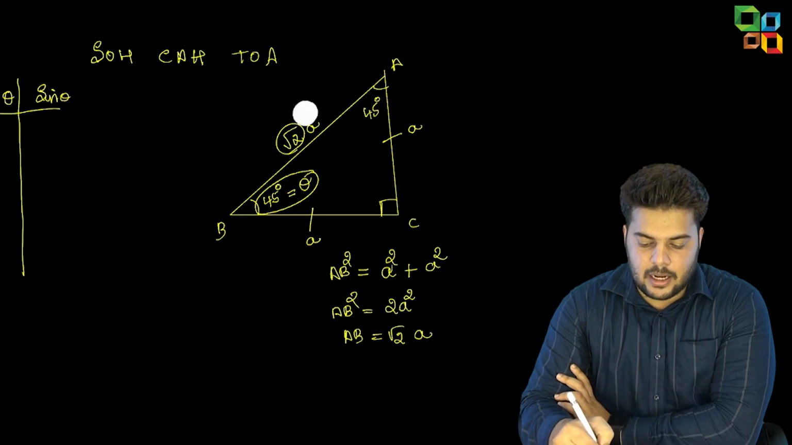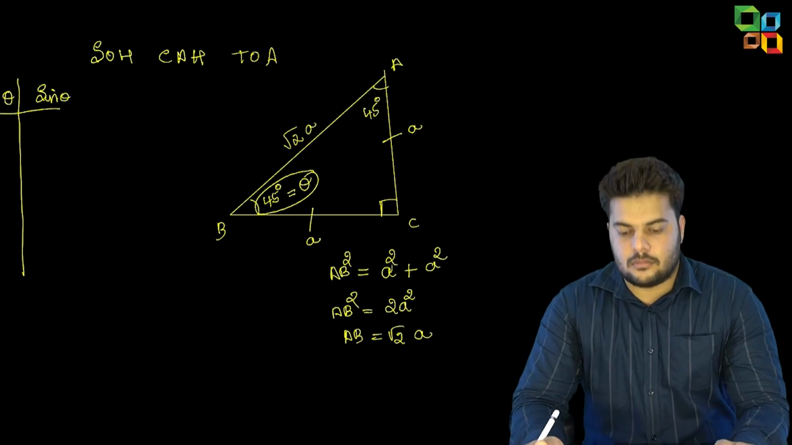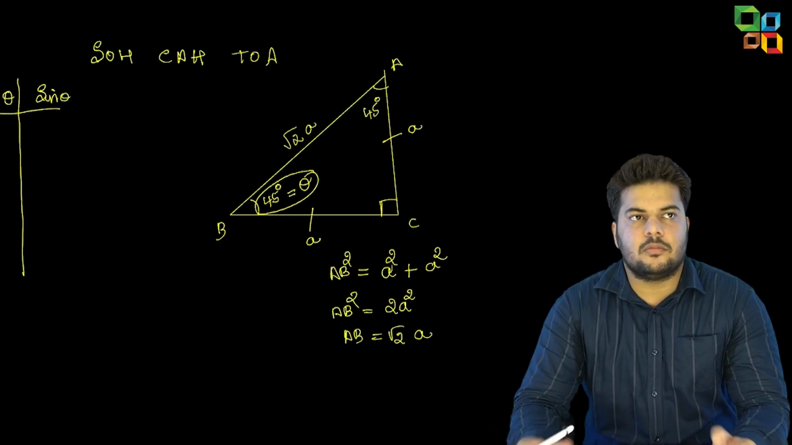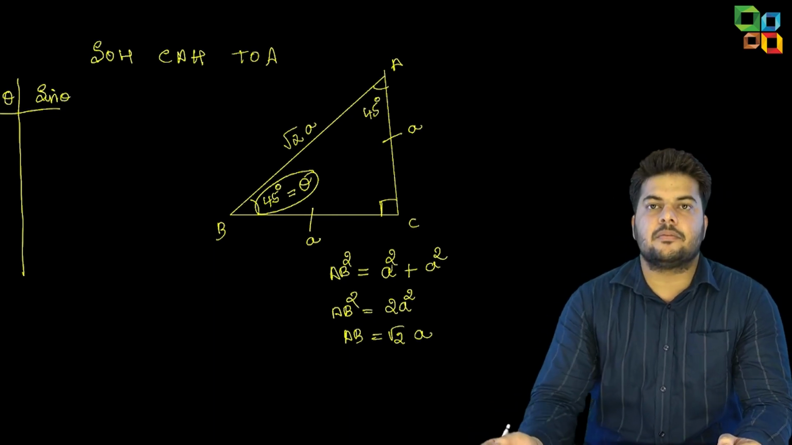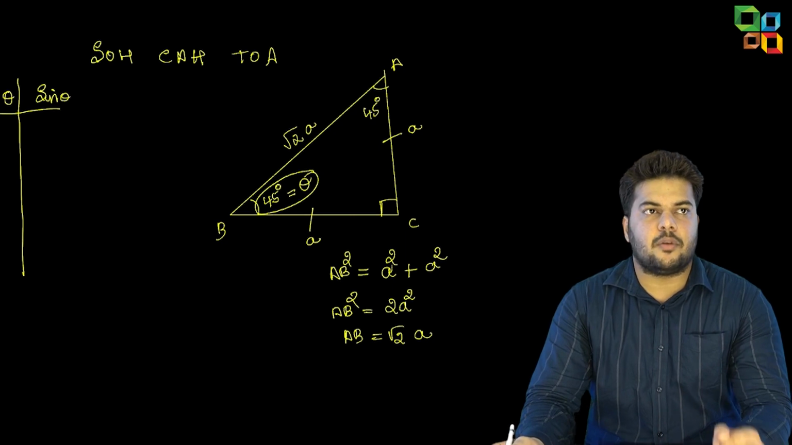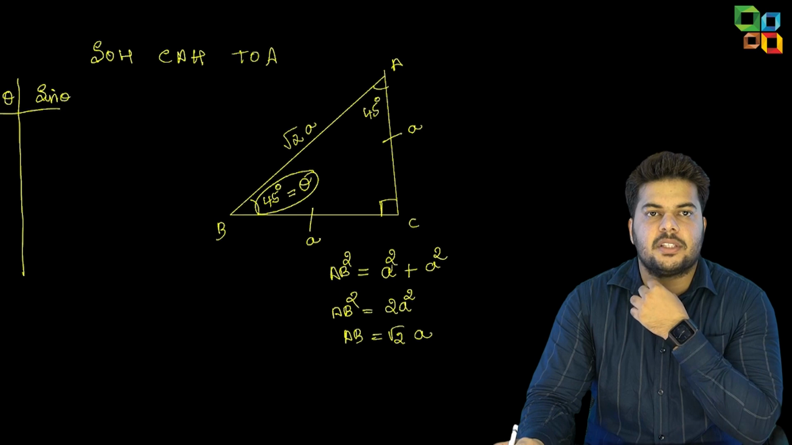So in any right angle triangle, if you know the side lengths, you can figure out the hypotenuse by using the Pythagorean theorem. Now, what is the sine of this angle, 45 degrees? Look at that. Opposite by hypotenuse. What does it come out to be?